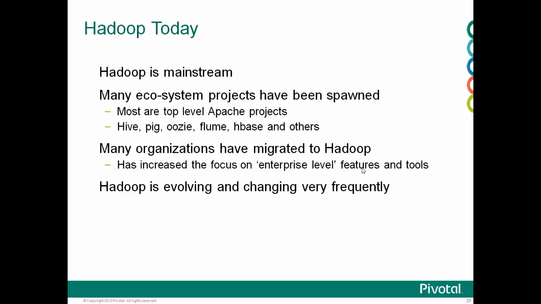Today, Hadoop is pretty much mainstream. Many ecosystem projects have been spawned. Most of these ecosystem projects are in fact Apache top-level projects, and they include ecosystem tools to allow one to work within the Hadoop environment. They are known as Hive, Pig, Oozie, Flume, HBase, and there are many, many others. Many organizations have migrated to Hadoop, have increased the focus on enterprise-level features and tools. Keep in mind, Hadoop is evolving and does change very, very frequently as an open source product.